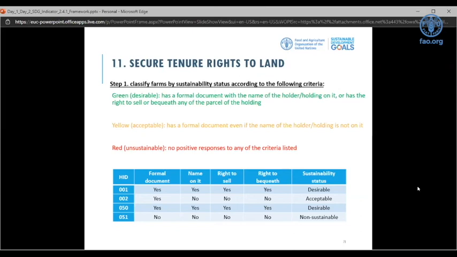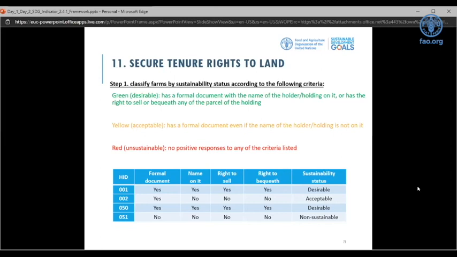Holdings are classified as yellow if they have a formal document, okay, an official document, even if the name of the holder or the holding is not on it. And this is usually the case in many developing countries whereby the land is, you know, named after the ancestors, the grandfathers or the fathers, but it's still considered as a valid document, even if the name of the direct descendant or the owner is not on that particular document.